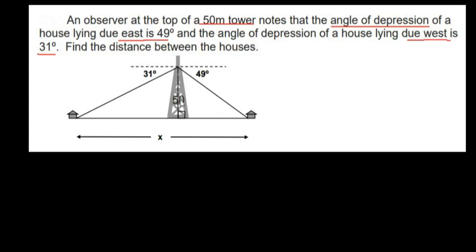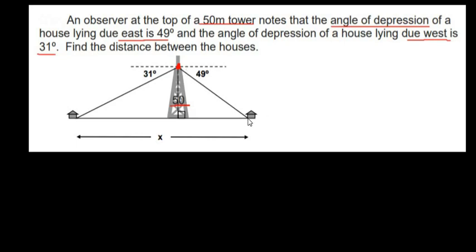Now in this case they have already given you the diagram, so you do not have to draw it. There is a tower which is 50 meters tall, so this is 50 meters, the height of the tower, and there is an observer who is over here and he is looking at two houses which are on the ground. Since he is looking down, it becomes the angle of depression, and we have to make an angle of depression with respect to the line of sight.